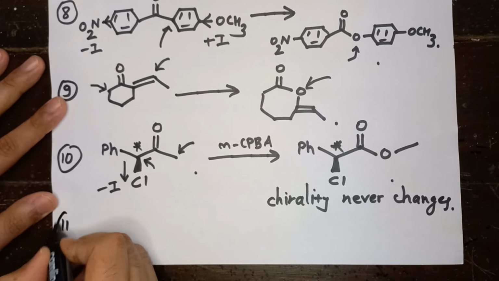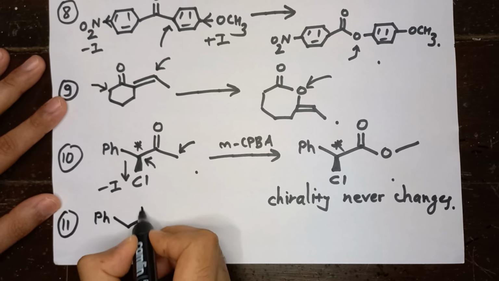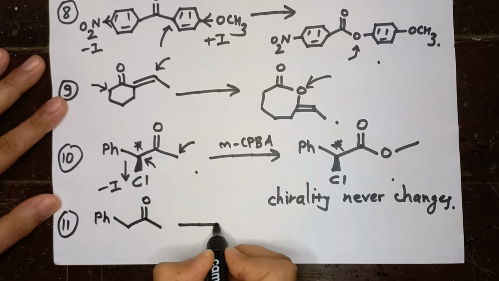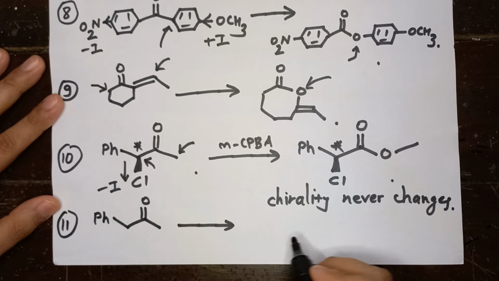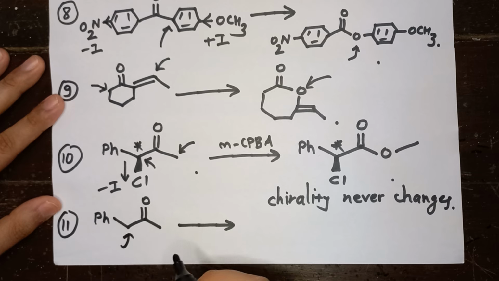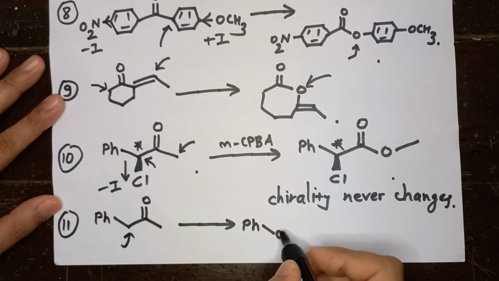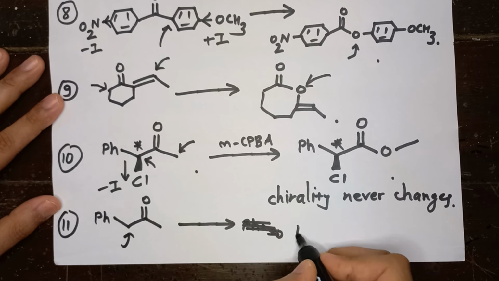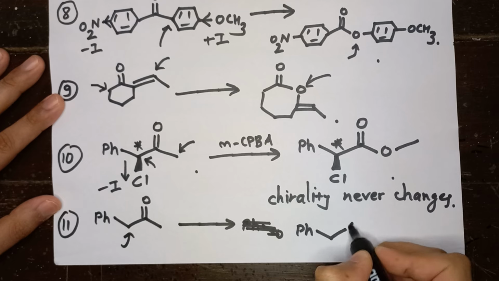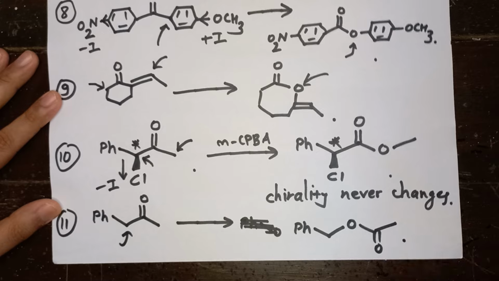Okay, let's say I do not have this chlorine group and I do Baeyer Villiger oxidation. So this time the electron density is more here. So oxygen will be inserted from that side and this will be the product.